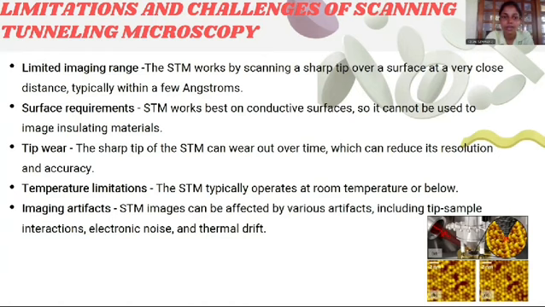Another one is surface requirements. Scanning tunneling microscopy works best on conductive surfaces, so it cannot be used to image insulating materials. Tip wear: the sharp tip of the scanning tunneling microscope can wear out over time, which can reduce its resolution and accuracy.